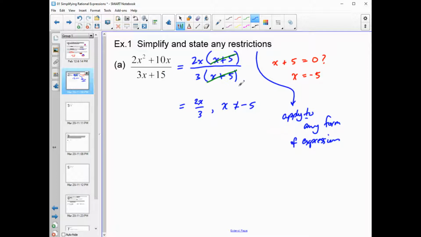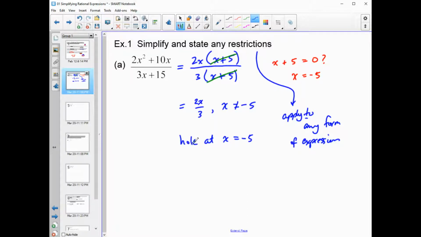In this case, because we have lost the information of x plus 5 in the denominator, that means that there is what's known as a hole at x equals negative 5. So this restriction does not represent an asymptote. This restriction represents a hole. And a hole means that the information has gone missing.